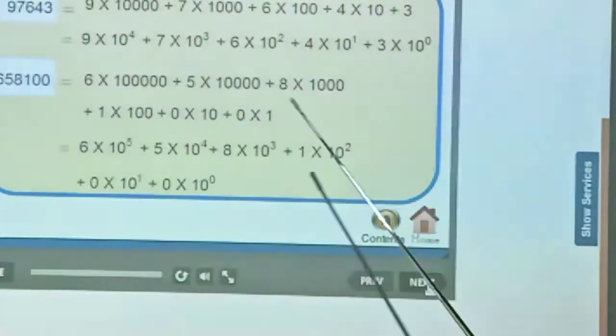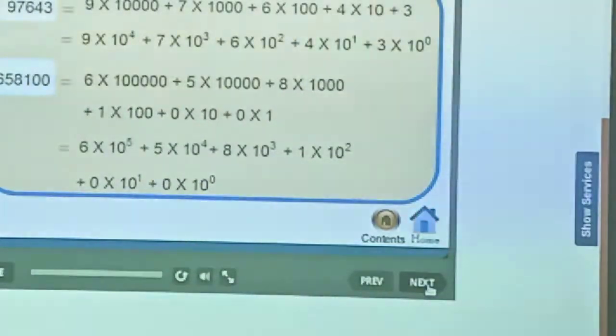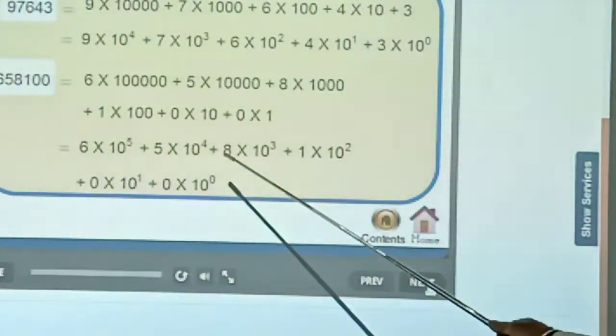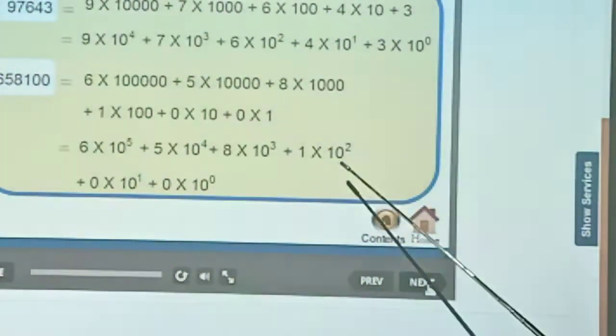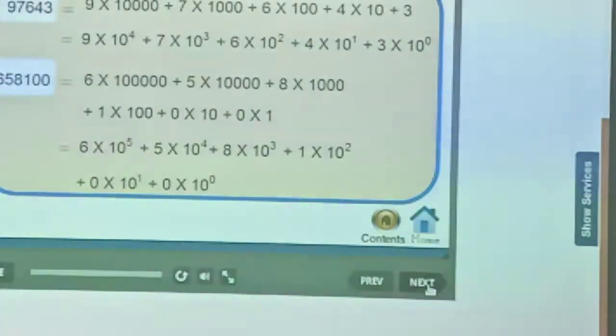This expanded form is again written: 6 lakh is written as 6 into 10 raised to the power 5 because we have 5 zeros for 1 lakh. Then 5 into 10,000 is 5 into 10 to the power 4, 8 into 10 power 3, 1 multiplied by 10 power 2, 0 multiplied by 10 power 1, plus at last 0 multiplied by 10 power 0.